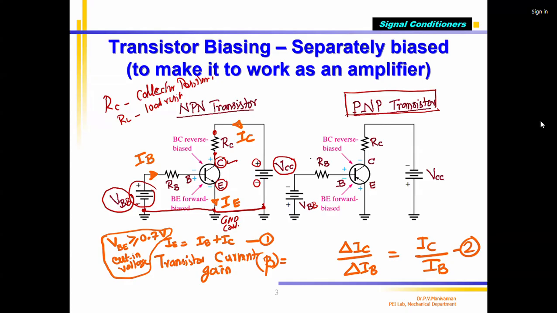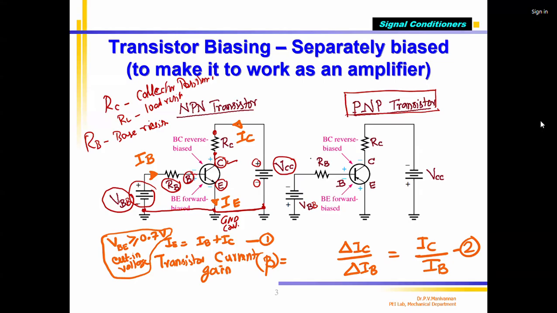VBB plus is connected to one resistor called RB. RB is nothing but the base resistor. It is called the base resistor. Okay. The other end of the base resistor is connected to the base terminal, the B terminal. So now, only then will the transistor work as an amplifier. This is called biasing the voltage.